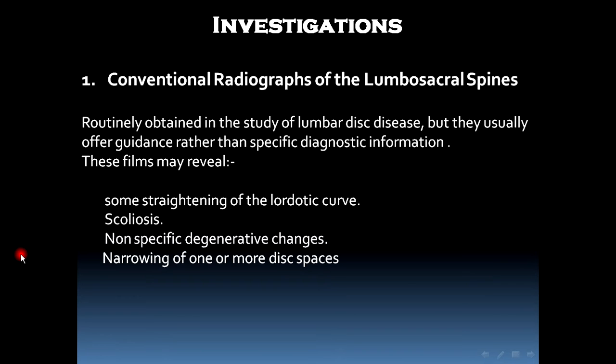Now, what are the investigations? First, we will start with a simple investigation, which is the conventional radiographs of the lumbosacral spine. Here we mean the X-rays, which are routinely obtained in the study of lumbar disc disease, but they usually offer guidance rather than specific diagnostic information. These films may reveal some straightening of the lordotic curve of the spine, scoliosis, non-specific degenerative changes, and narrowing of one or more disc spaces.